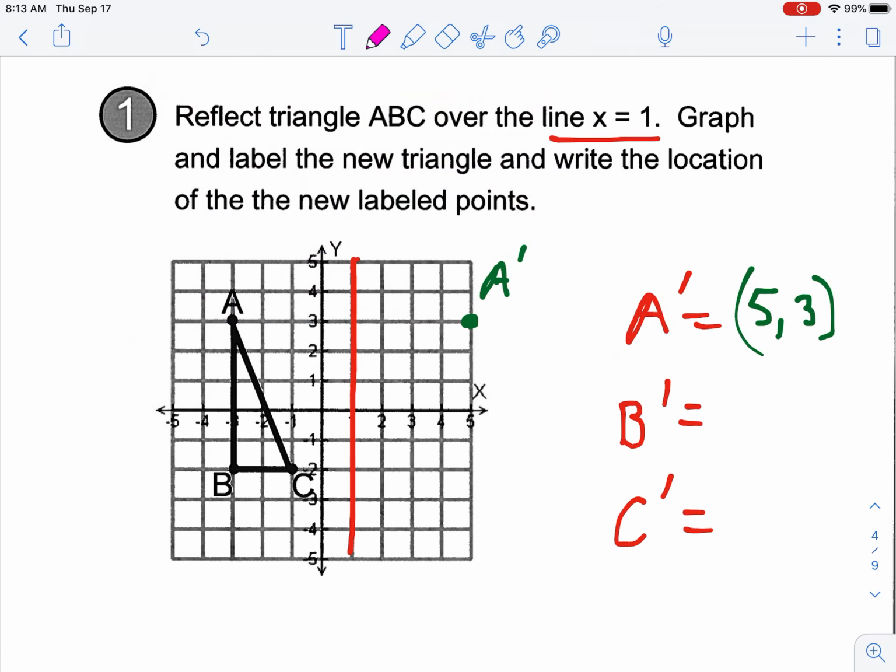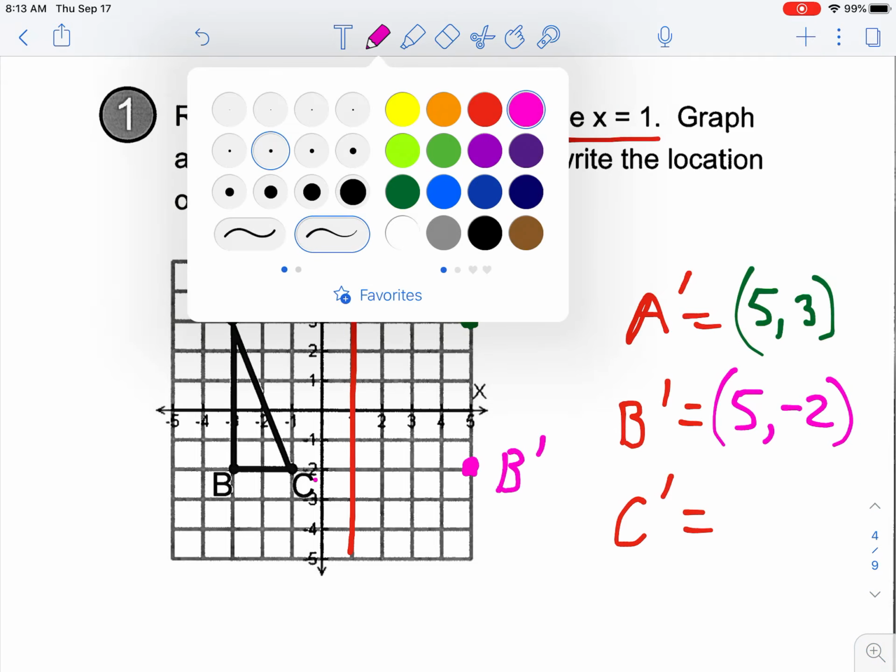All right, let's do B now. B is 1, 2, 3, 4 away from the line, so I'm going to go 1, 2, 3, 4. This is B prime. All right, to get to that coordinate, we'd go back to 0, 0, and I'd have to go right 5, positive 5, and then down 2, so -2. There's our new coordinate for B.